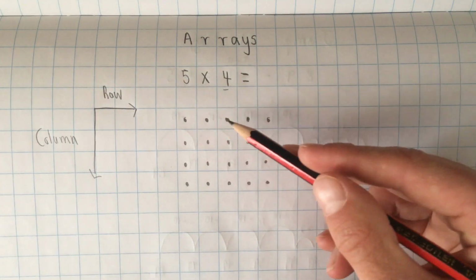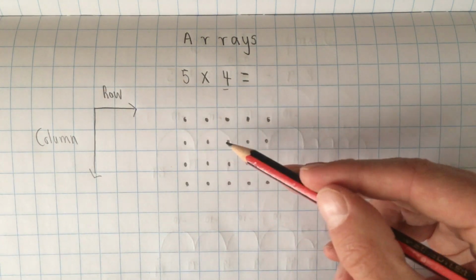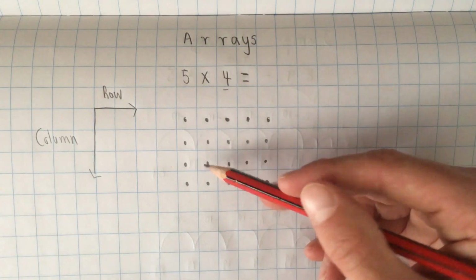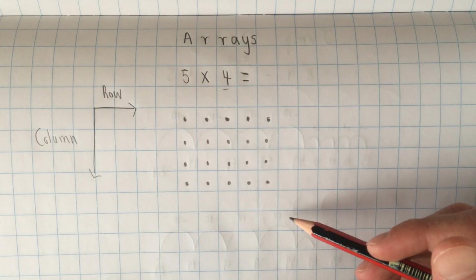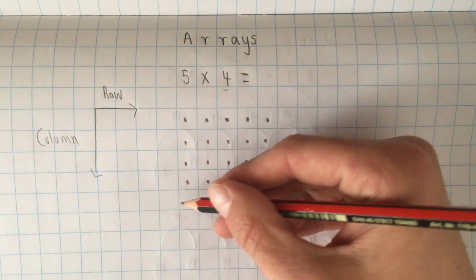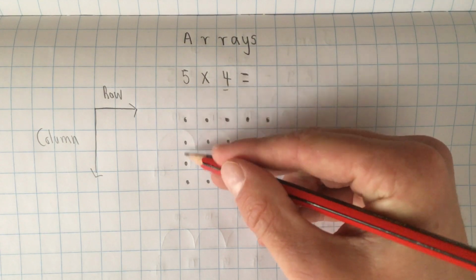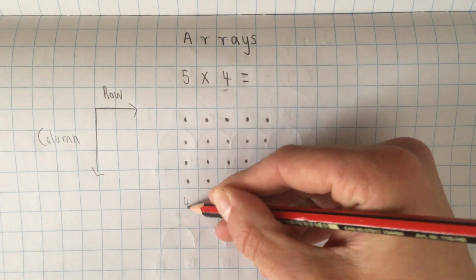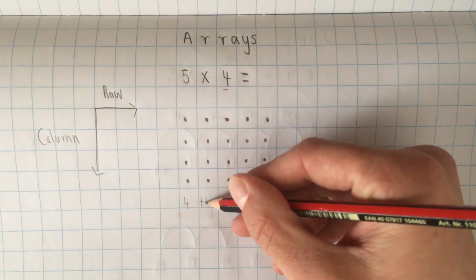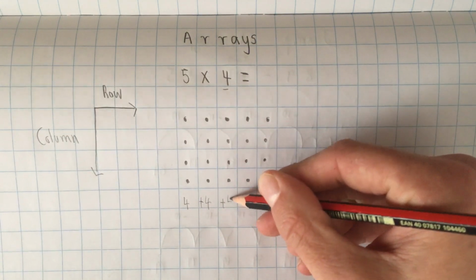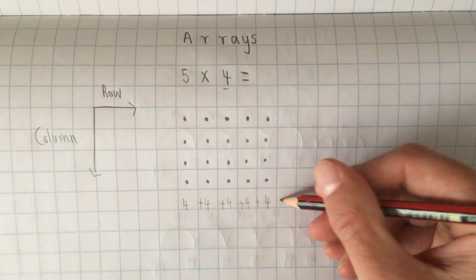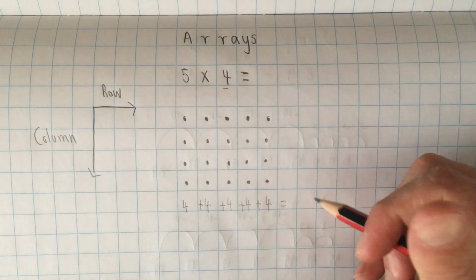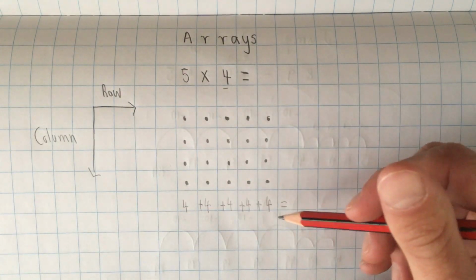Now there's a couple of ways that I can work out the answer from here. I can count each individual dot that I have drawn and get the answer that way. Or I could also use repeat addition. Works like this. There's 4 in each column, so 4 plus 4 plus 4 plus 4 plus 4. I might know my 4s, so I could count in 4s.